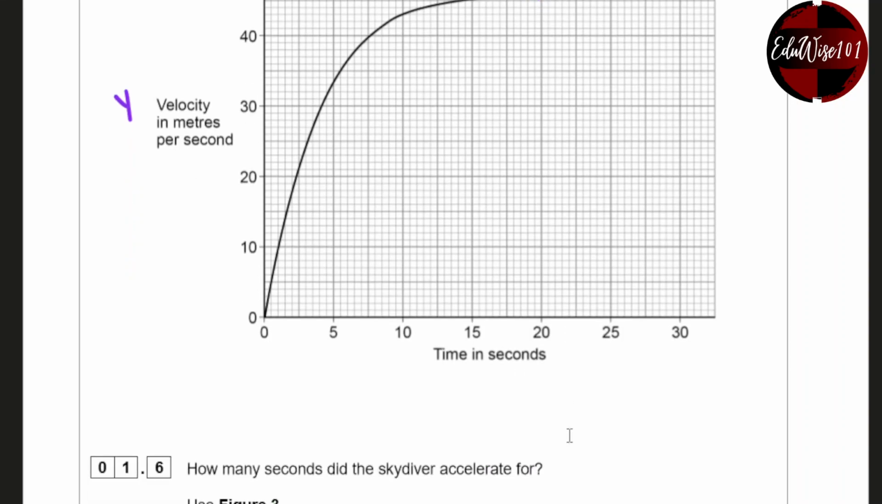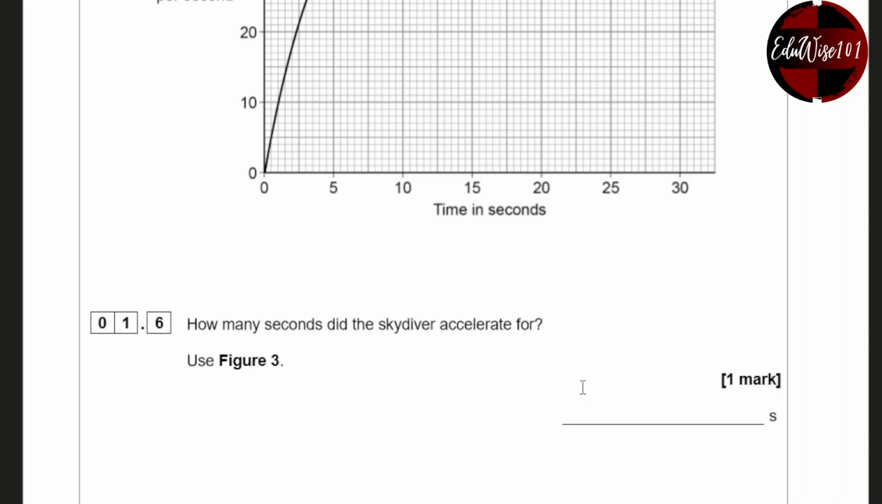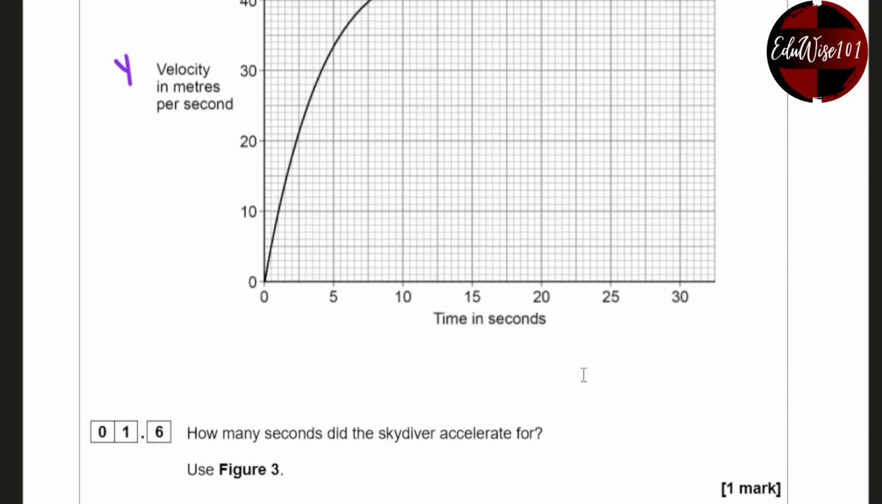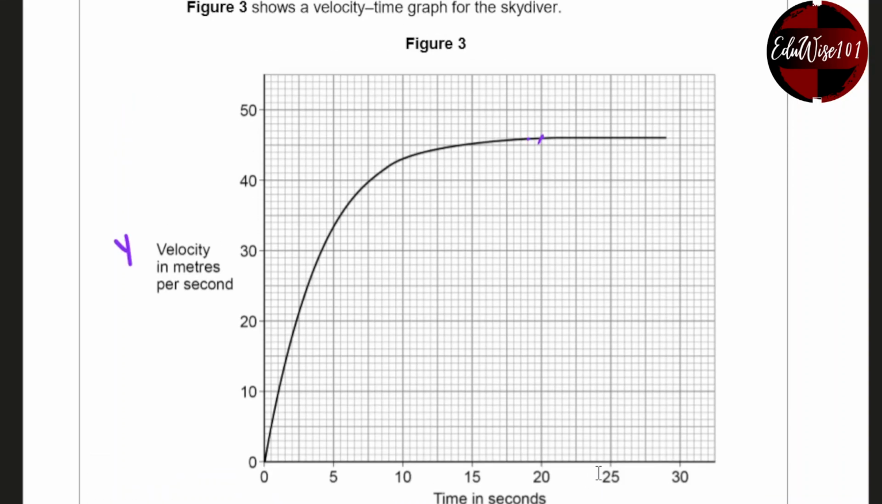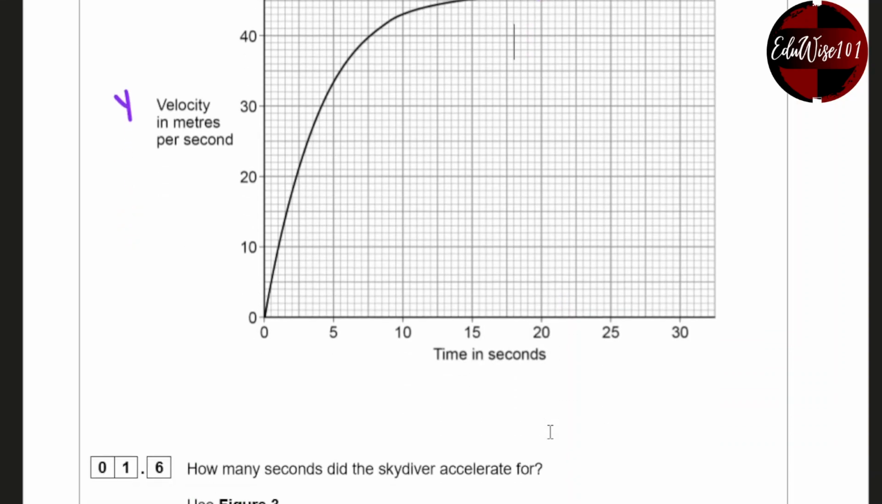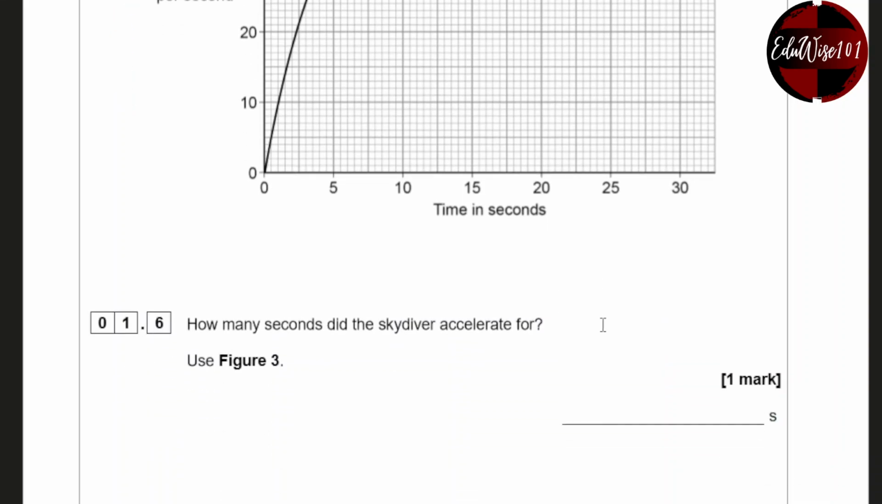So how many seconds did the skydiver accelerate for? So you would find from the graph where the line is actually starting to go up, right? And right up to 20 seconds, after 20 seconds, the line becomes flat. So the skydiver is accelerating up to 20 seconds, or for 20 seconds.